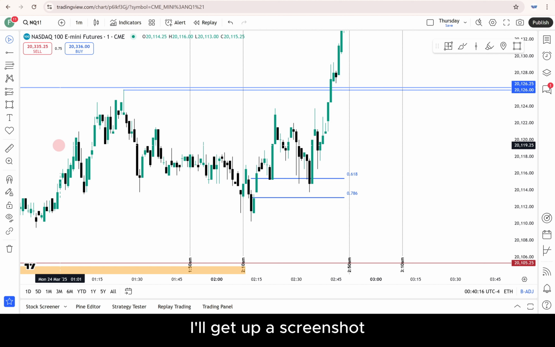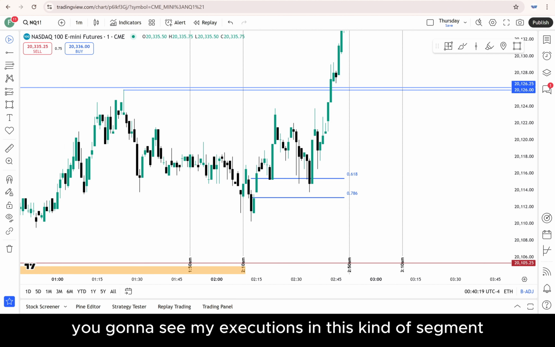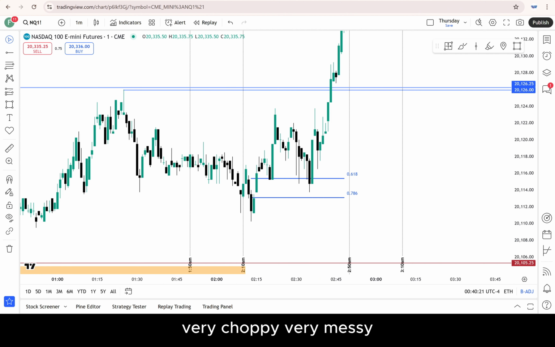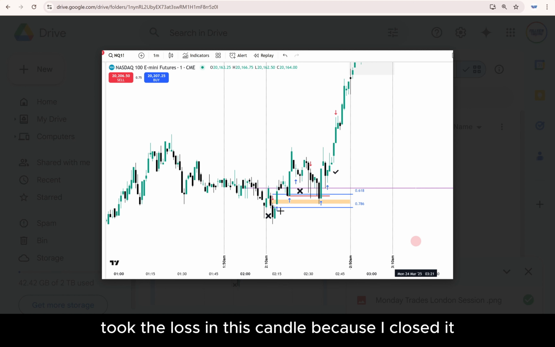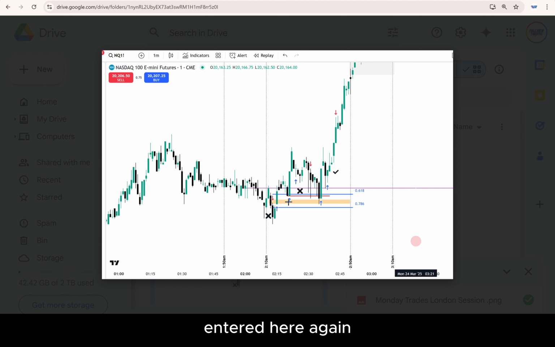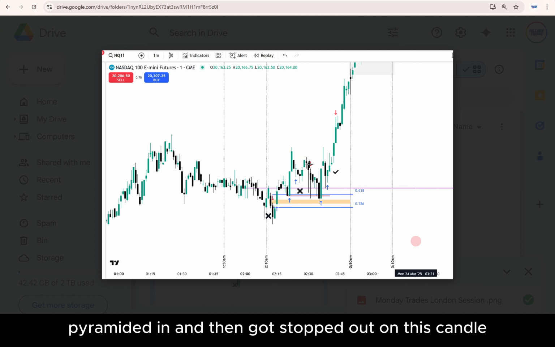And on the screen here, I'll get up a screenshot and you're going to see my executions in this kind of segment. Very choppy, very messy, but we pulled out with a break even on that particular account and for the London session. So as you can see on the screen, guys, I've marked it out here. Took an initial loss right here. You can see I entered short there, took the loss on this candle because I closed it. Entered here again, pyramided in, and then got stopped out on this candle.